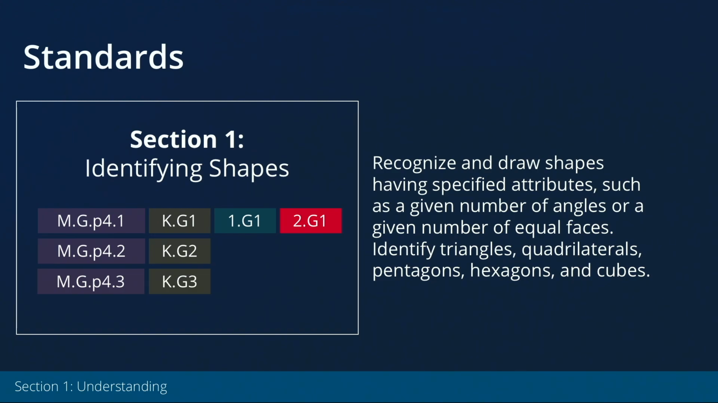Then finally, in second grade, students are expected to recognize and draw shapes that have specific attributes, such as a number of angles or a number of equal faces, or they're also expected to identify triangles, quadrilaterals, pentagons, hexagons, and cubes. So lots and lots of good stuff in these standards related to identification of shapes.